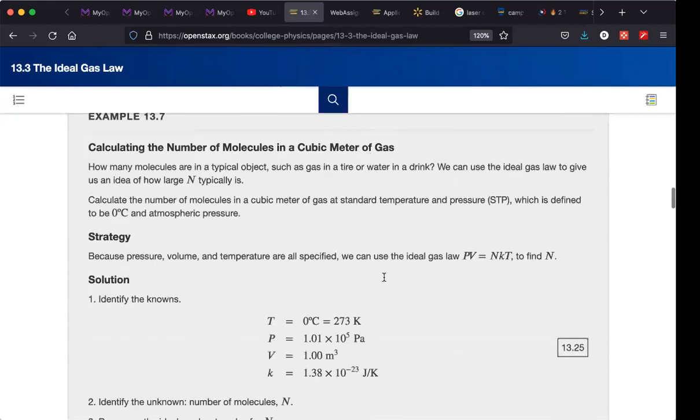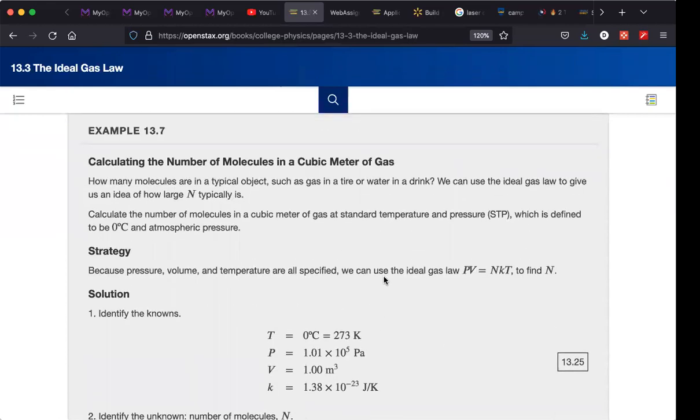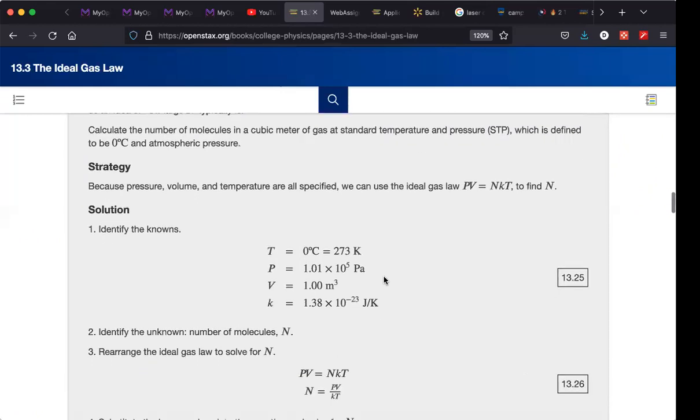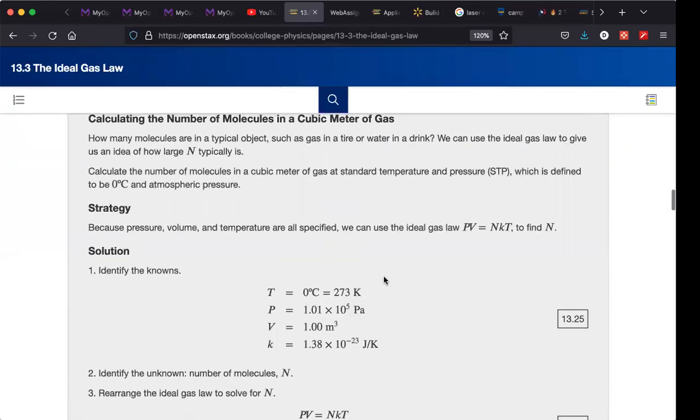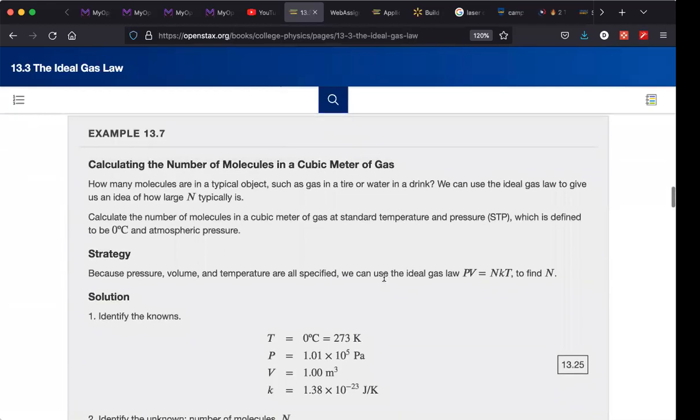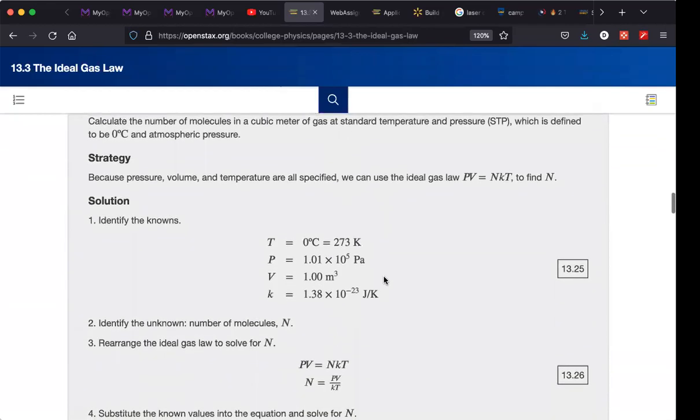Now, there's another way to use the ideal gas law, and that is if they just give you a bunch of stuff and there's one thing that you want to know from the ideal gas law. In this case, we're just calculating the number of molecules in a cubic meter of gas, and that's fine. They tell us the temperature is 0 degrees, so that's 273 Kelvin. They tell us the pressure is just atmospheric pressure, which is 1 times 10 to the 5th Pascal. They tell us the volume is 1 cubic meter, and then of course we know that Boltzmann's constant is just what it is. And they want us to calculate the number of molecules.